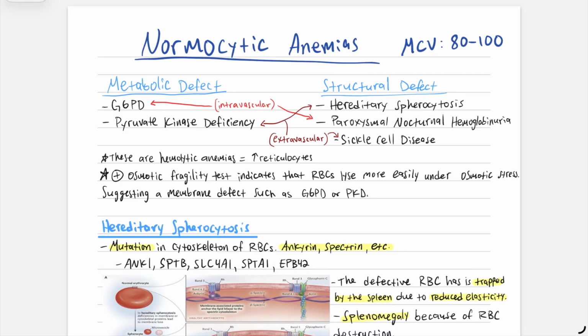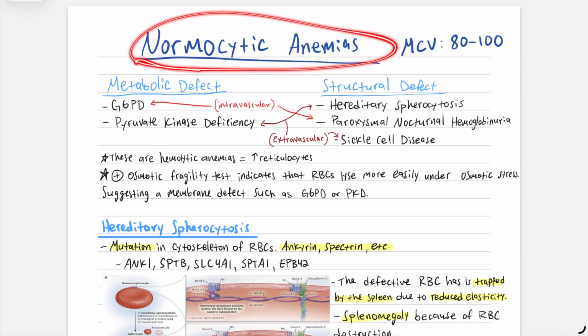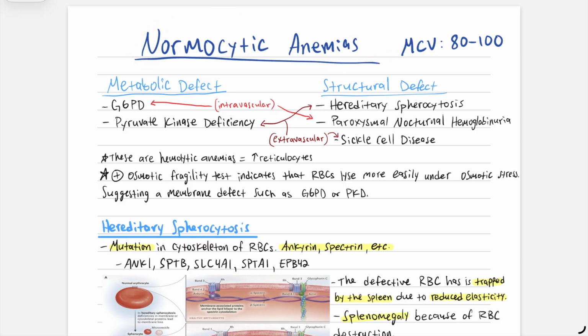In this video we're going to be talking about normocytic anemias. Those are anemias with the MCV between 80 and 100. So the red blood cells are normal in size, yet these patients are still anemic. And I split them up into metabolic defects and structural defects of the red blood cell because I think that makes it easier to understand.